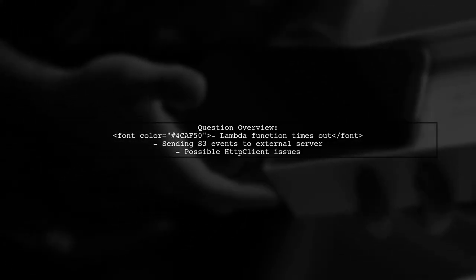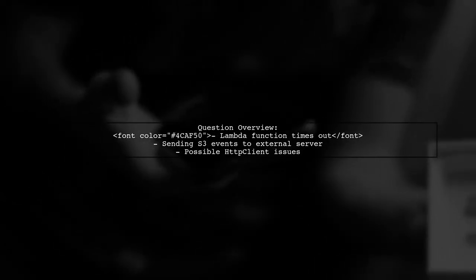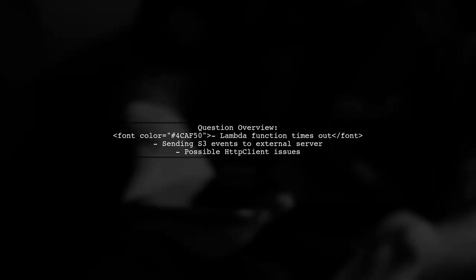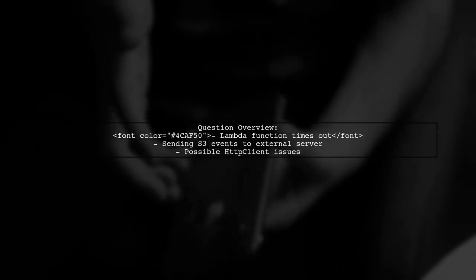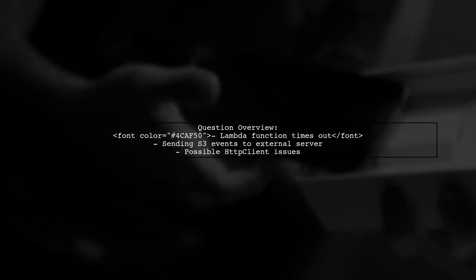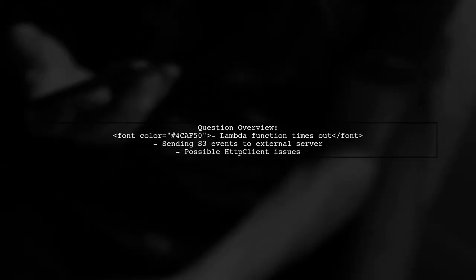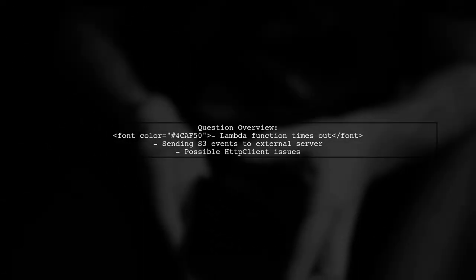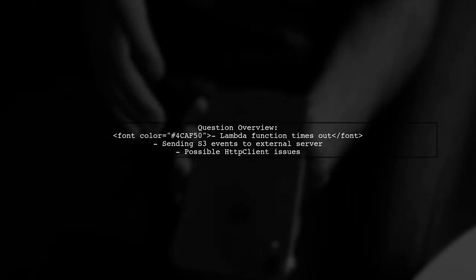The question at hand is about a Lambda function that times out without any error when attempting to send S3 event notifications to an external server. The viewer suspects that the issue may lie with the HTTP client configuration. Let's dive deeper into this problem and see how we can help.